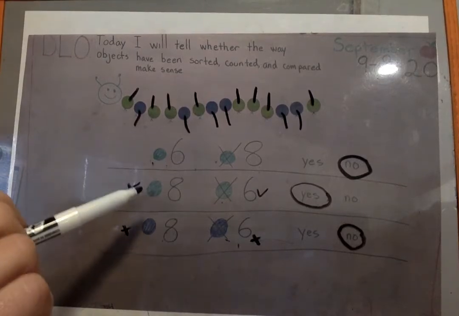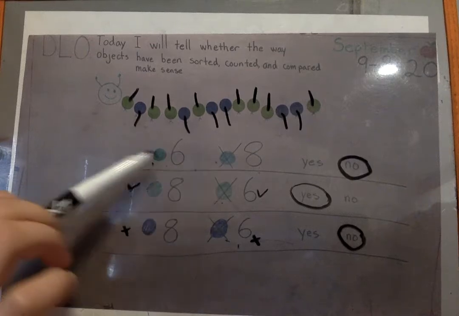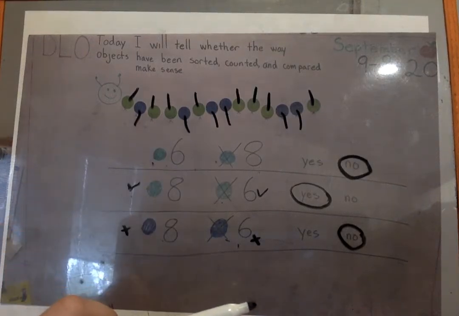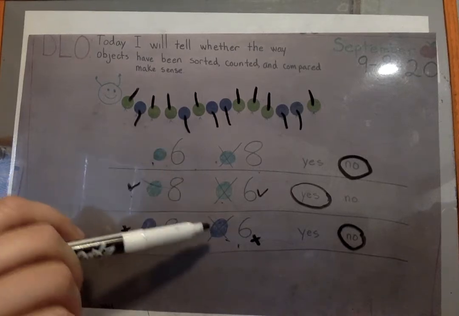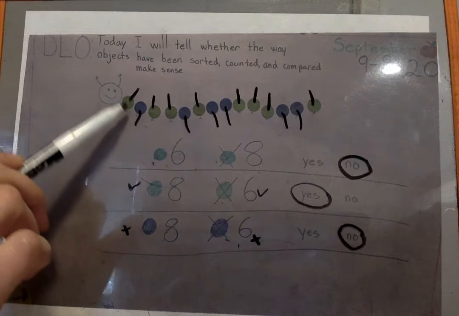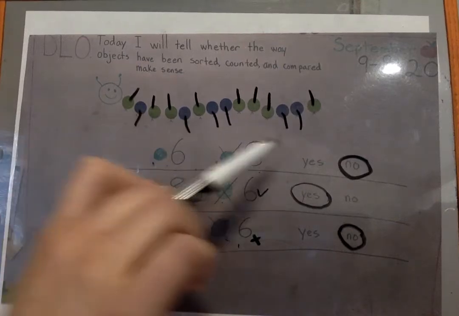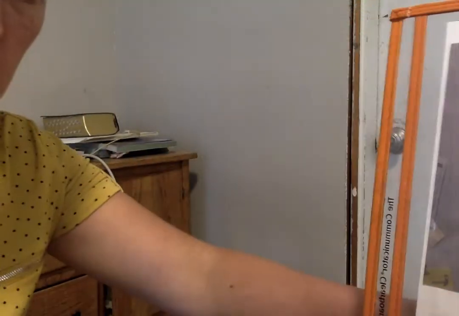We worked together to figure out if these answers were sorted and counted correctly and if they made sense. Some of them did, this one did, but these two did not. And we could tell because we counted all the circles and the colors together to tell whether they made sense or not.